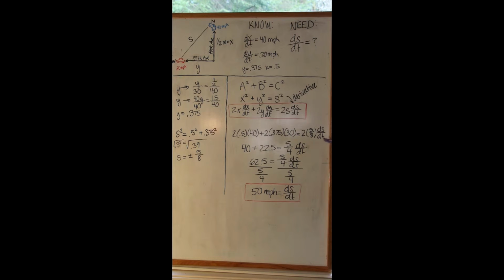So we plugged all the values back in that we knew, and then we isolated ds over dt, again, the rate at which the distance between the two cars is increasing. And we got 50 miles per hour.